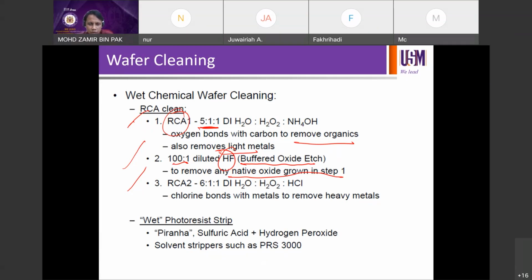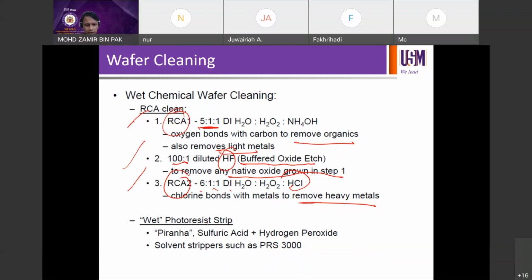And then the last step is called RCA2. So RCA1 for organics, then oxide removal by HF, and then RCA2: 6 parts of DI water, 1 part of hydrogen peroxide, and 1 part of HCl, hydrochloric acid, to remove heavy metals. So the moment you finish your RCA process, your wafers should be free from organic contaminants, native oxide, and also heavy metals. Then the wafers are ready for the next process.